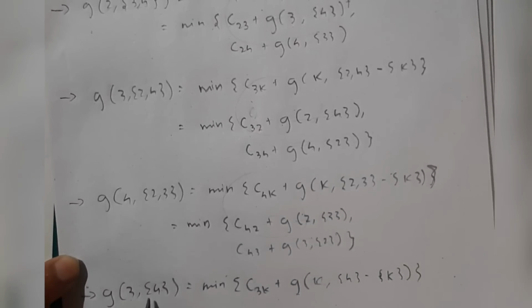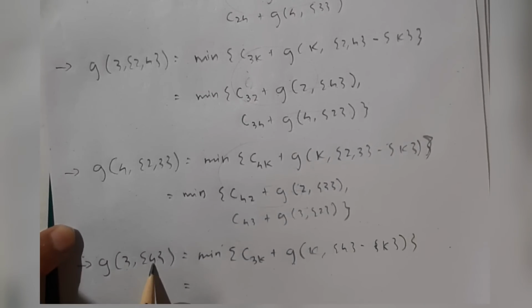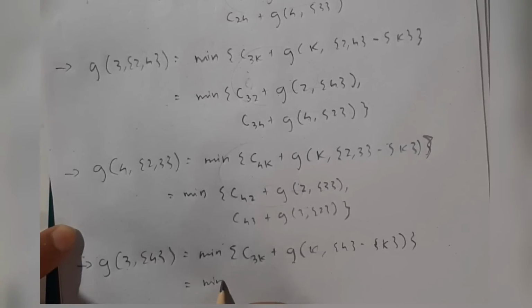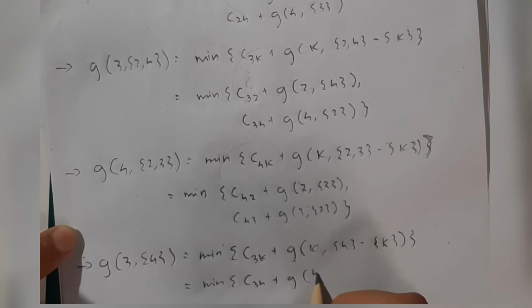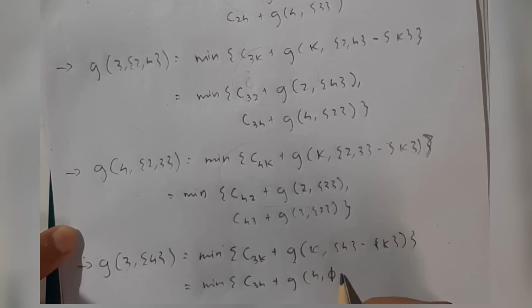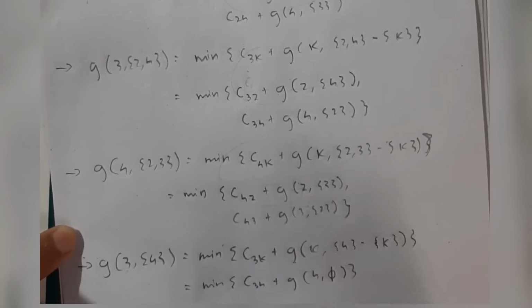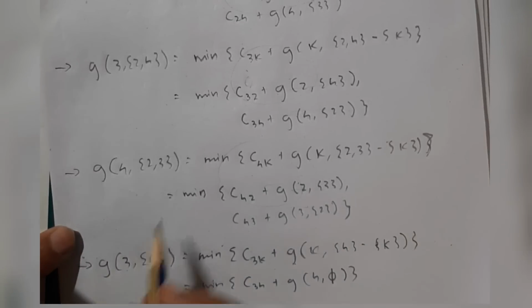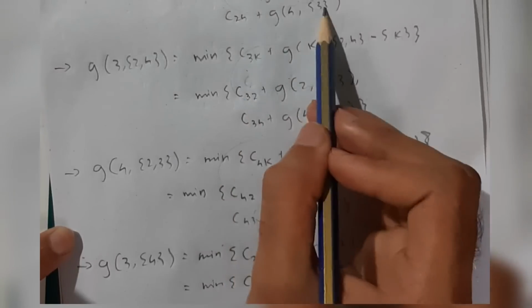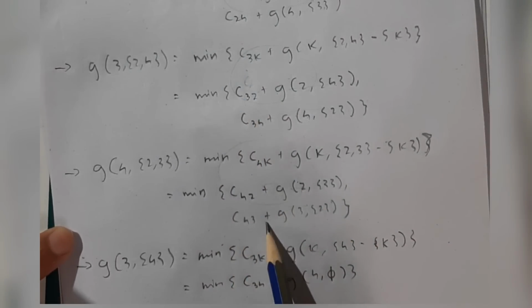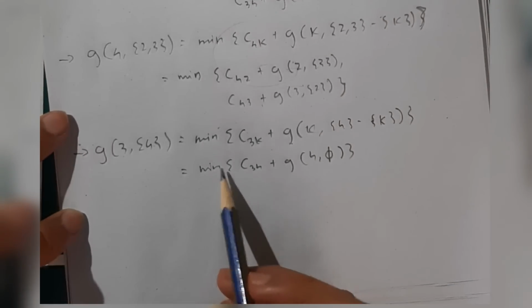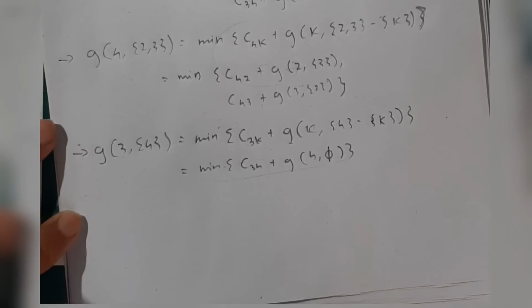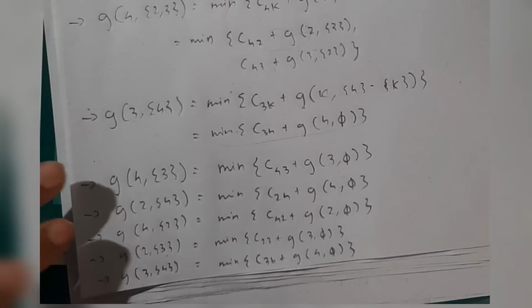Here I have only one possibility of k, which is 4. So I'll be choosing k as 4, so it will be C 3 4 plus G of 4 comma 4 minus 4, it will be 0, so I'll be representing that by null, or phi. Now in the same way, I'll be doing this for this one also, these two, and these two also. When I write those formulas, I'll get equations similar to this one. Okay, so I've written the remaining values.